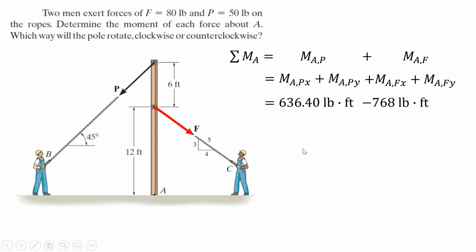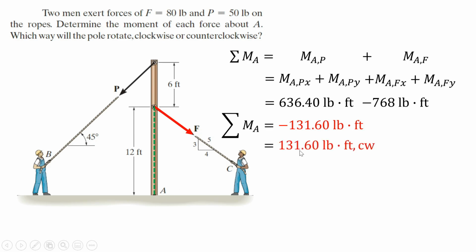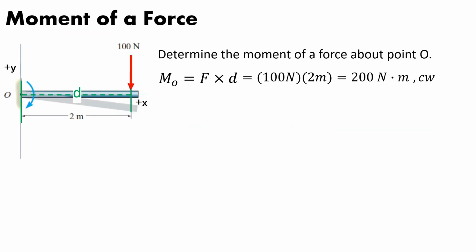So the answer is negative 131.6 pound-feet, and since this is negative, we know this is in a clockwise direction. So instead of writing negative, our answer for the summation of moment due to these forces on our point A is 131.6 pound-feet in a clockwise direction.